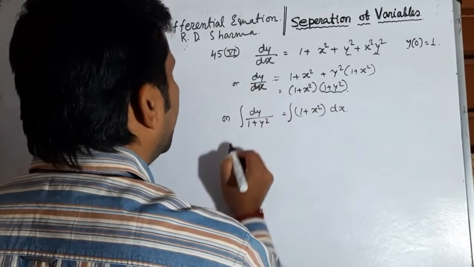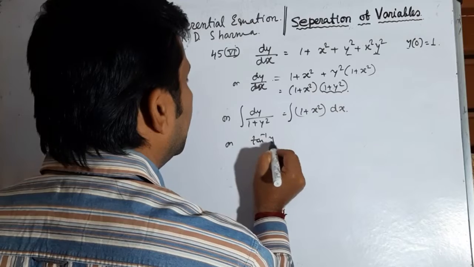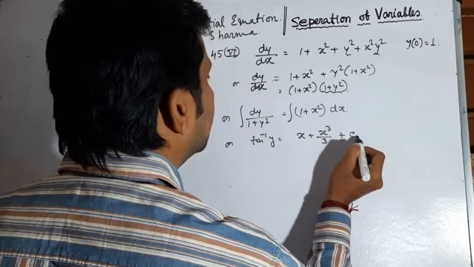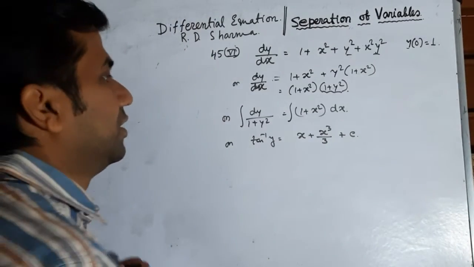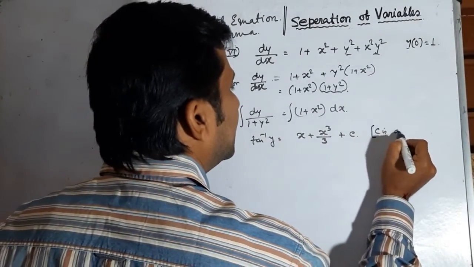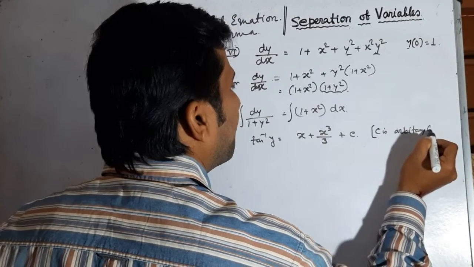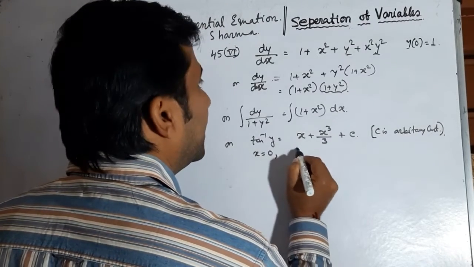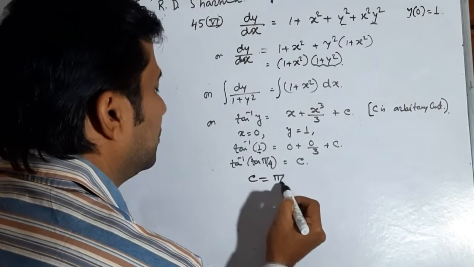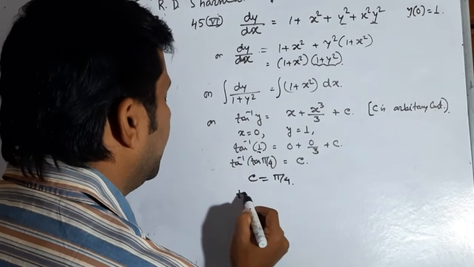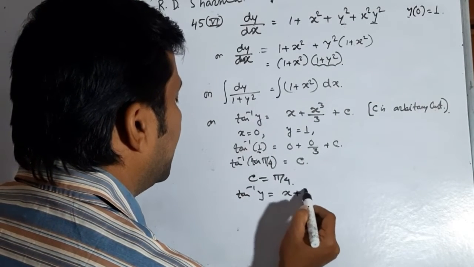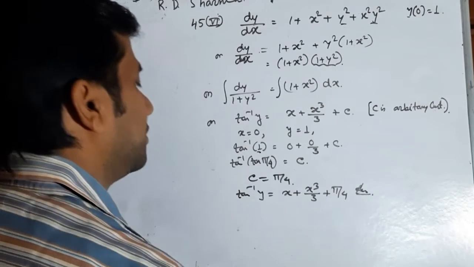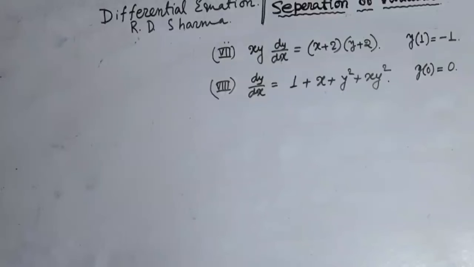Integrating we get tan inverse y is equal to x plus x cube by 3 plus c, where c is an arbitrary constant. Putting x is equal to 0 and y is equal to 1, we get c is equal to pi by 4. So your required result will be tan inverse y is equal to x plus x cube by 3 plus pi by 4. This is your required answer.